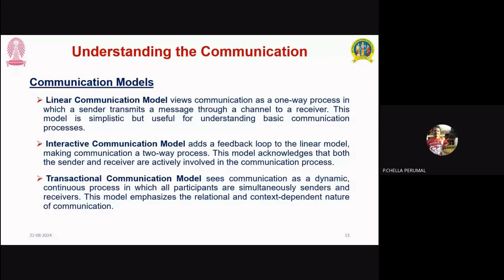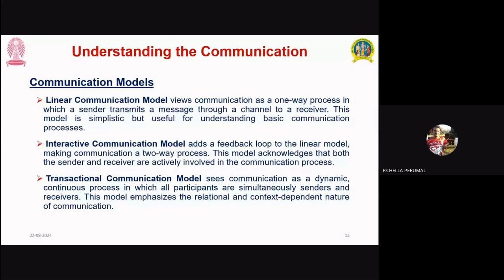Coming to the interactive communication model, it adds a feedback loop to the linear model, making communication a two-way process. This model acknowledges that both senders and receivers are actively involved in the communication process. For example, during a classroom discussion, the professor asks questions, that is a message, and the students' responses are feedback. The professor then adjusts the teaching based on the student responses.